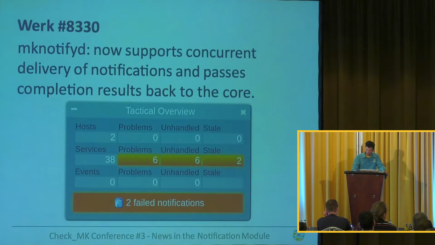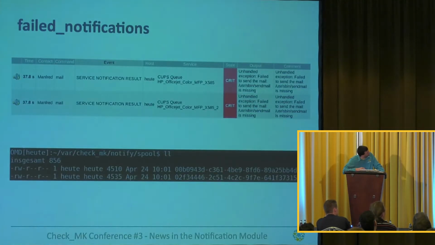In work A330, I have a little paper here with the details. The notify daemons can now also show the results back to the core, whether an alarm was being correctly sent. And if there was an error, there's a little info down here. And in here it says 2 failed notifications. And if you click on it, you get this screen. You have the 2 notifications that weren't sent because I hadn't set up a send mail.